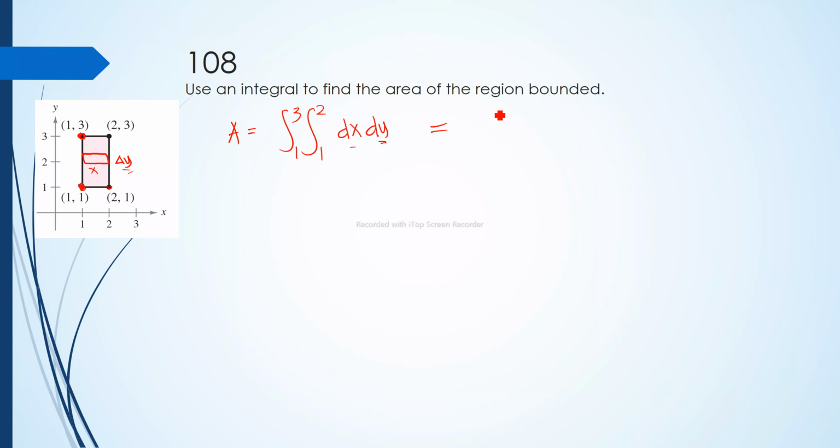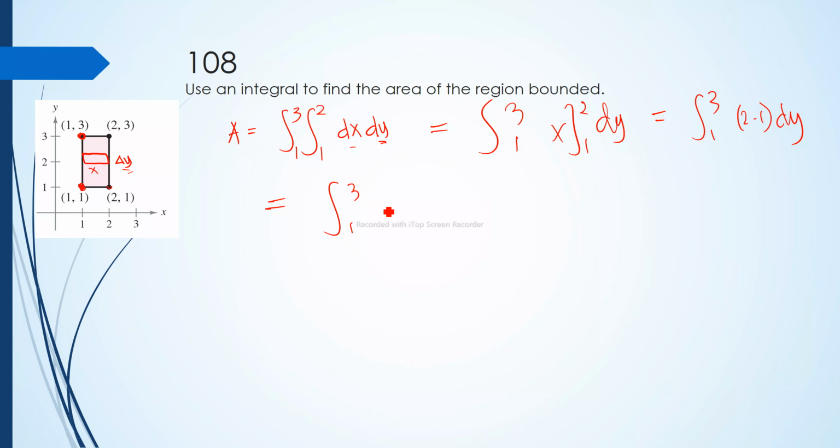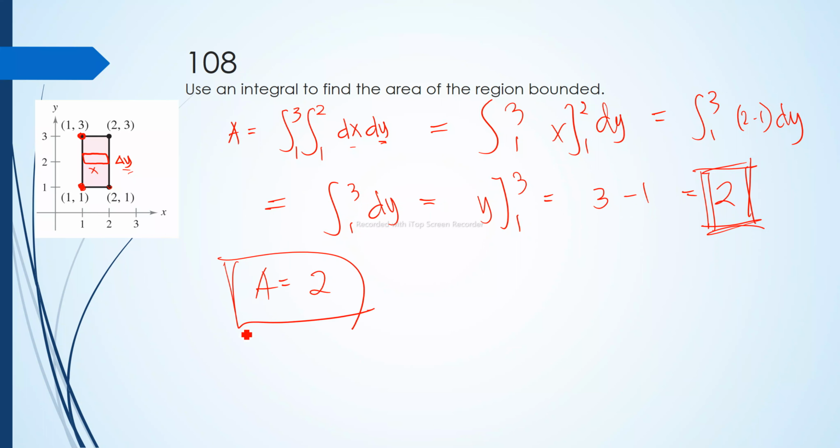That is just equal to x evaluated from 1 to 2 dy. And we'll have 2 minus 1, or simply 1, dy. And then we have y evaluated from 1 to 3, or 3 minus 1 is equal to 2. That is the area. The area is just equal to 2 square units.